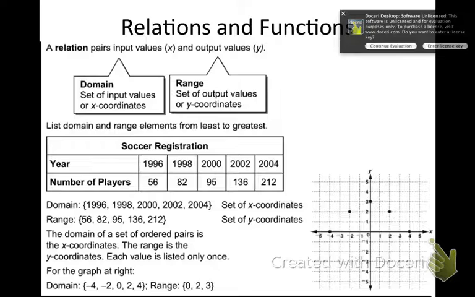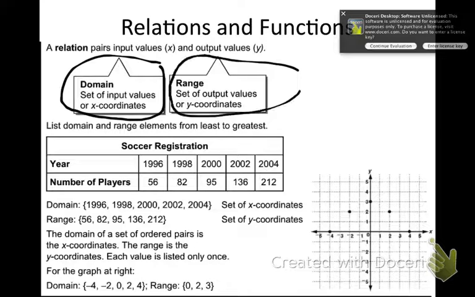So again, a relation pairs input values with output values. Same idea here, just going through another example. Domain, the big thing for domain is the x coordinates, and range is the y coordinates. Keep those 2 straight. Okay, and again, that's not just today, that's as we continue to progress throughout all these chapters. Keep those 2 straight.